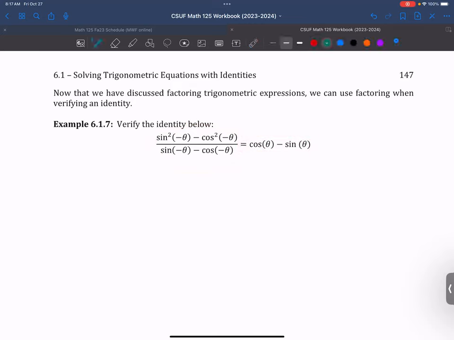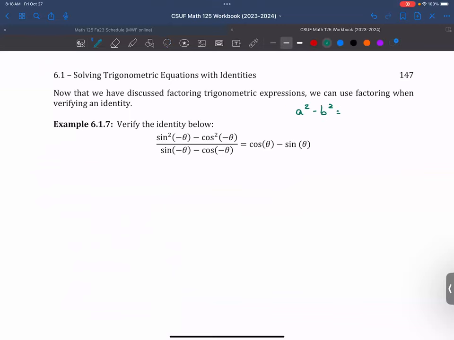So what do we notice first? Well, since we just talked about factoring, I noticed that I have a sine squared minus a cosine squared in the numerator. Now, that's not one of the identities that we had, but this is a difference of squares, right? We have a square minus a square, so we can actually factor that. We have a sine of negative theta squared and a cosine of negative theta squared. So when I factor that, it's essentially in the form of a squared minus b squared. And we all know how that factors.